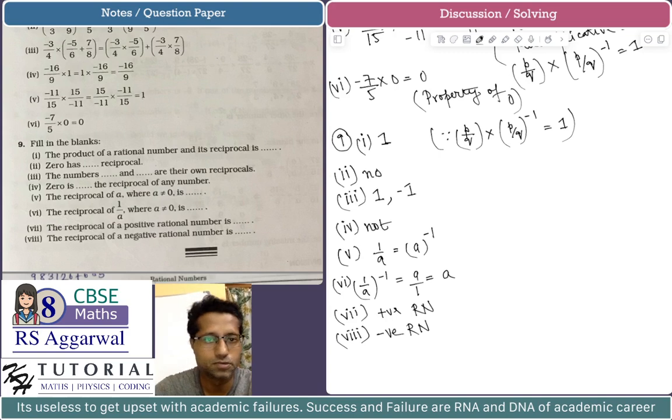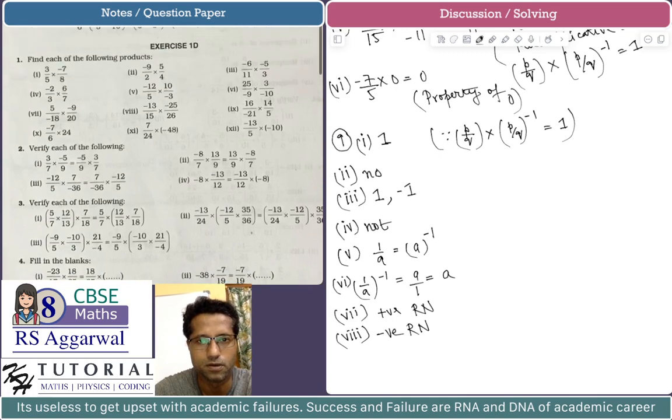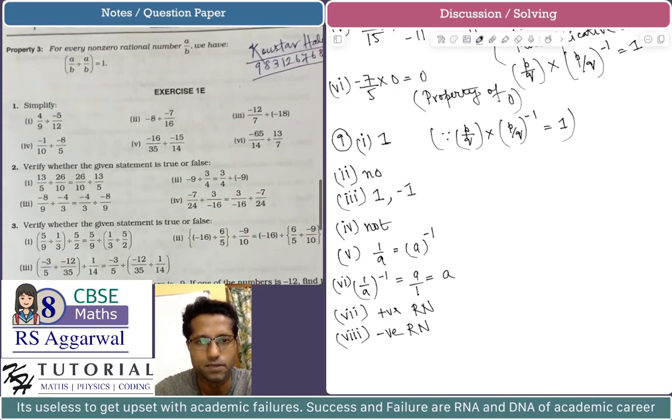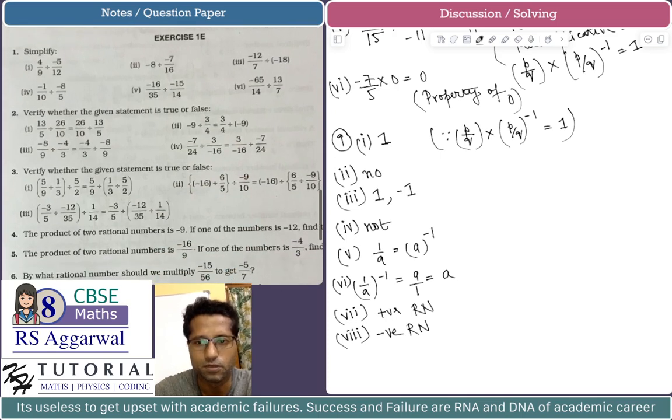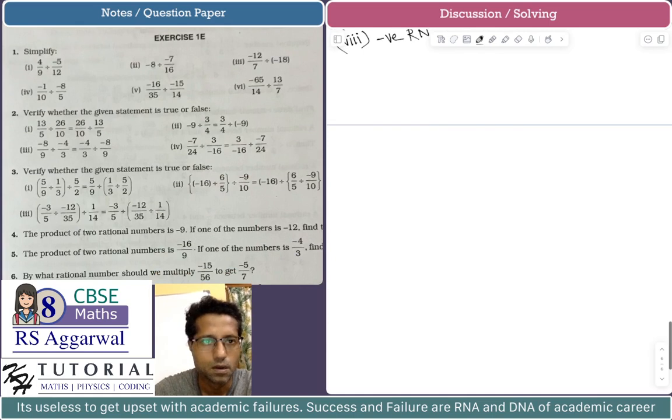So this brings to an end the solving of exercise 1D, which is based on multiplication of rational numbers. Now let's solve the problems of 1E, which is based on the division of rational numbers. The first problem is about simplification. So let's see 1.